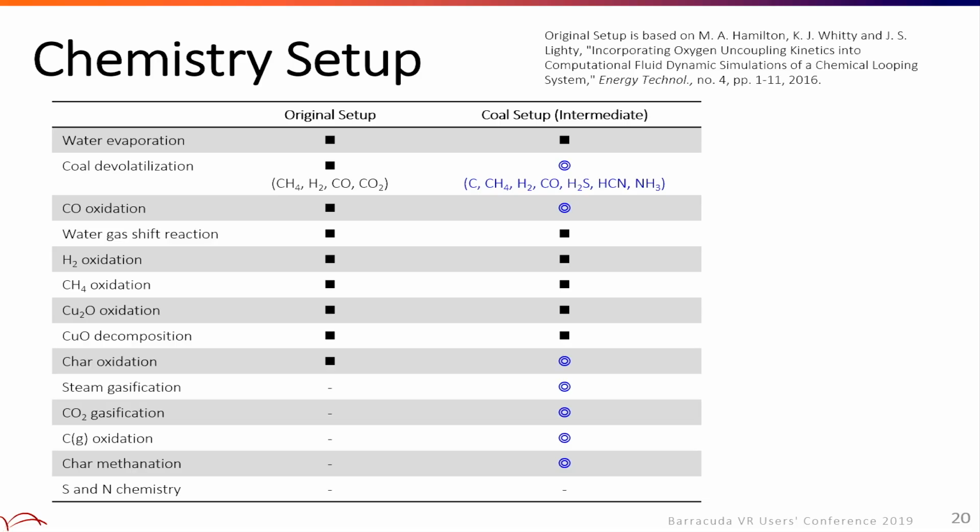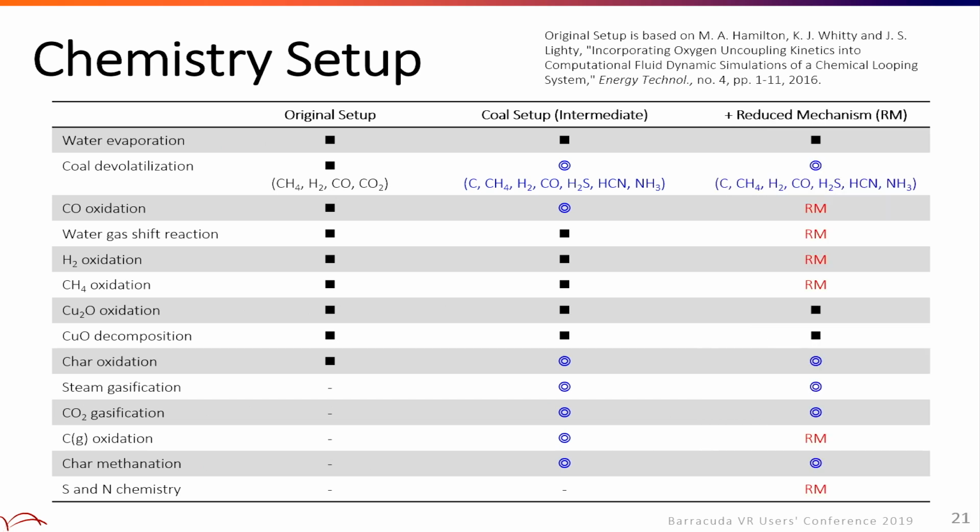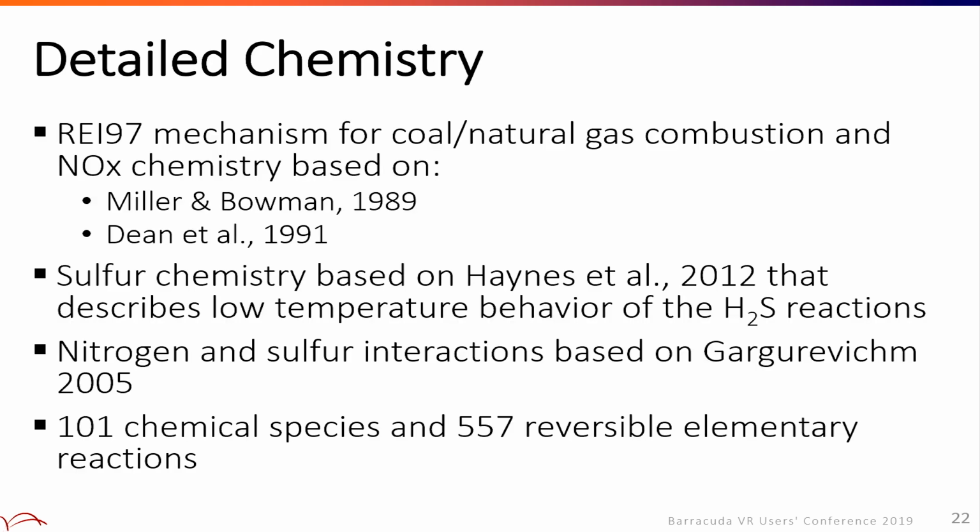So now it's this kind of intermediate setup. We have a more detailed approach for coal devolatilization, speciation. CO oxidation has been changed, char oxidation has been changed, and we added some additional reactions. But we still don't have sulfur and nitrogen chemistry. For that, we want to use a reduced mechanism. So all the gas phase reactions in this setup will be replaced by a reduced mechanism. So that's our final setup.